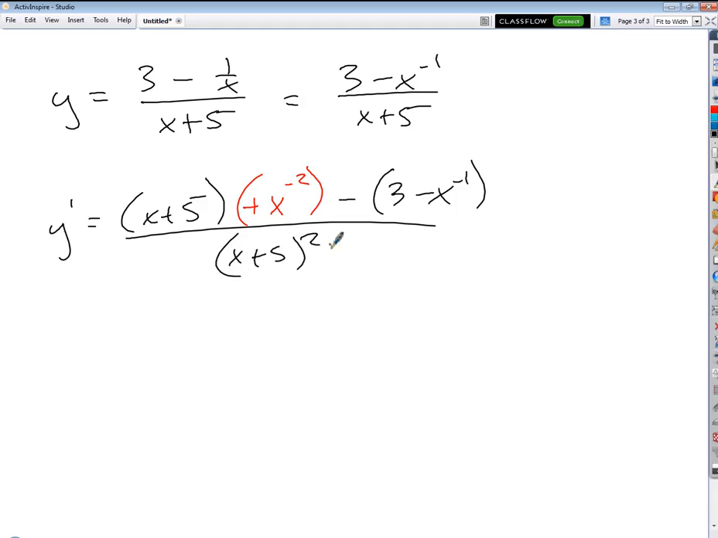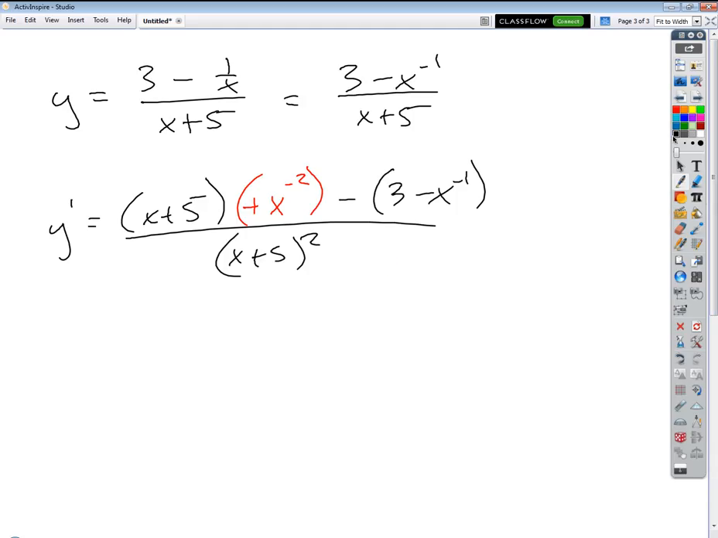Okay, would you agree that numerator is pretty ugly? Putting all this stuff together, when I distribute this, I'm going to get an x to the minus 1 plus 5x to the minus 2 minus a regular 3. Weird. Plus an x to the minus 1. That's a lot of fairly complex fractions you have to add up, right? If we wrote that out, let's just look at the numerator. That doesn't sound like a whole lot of fun.